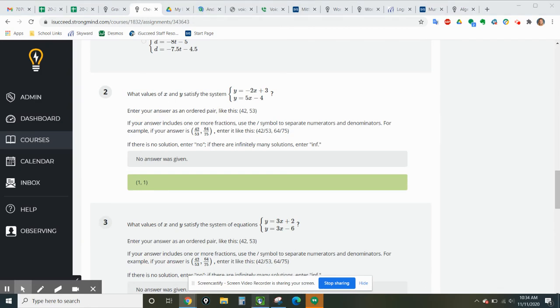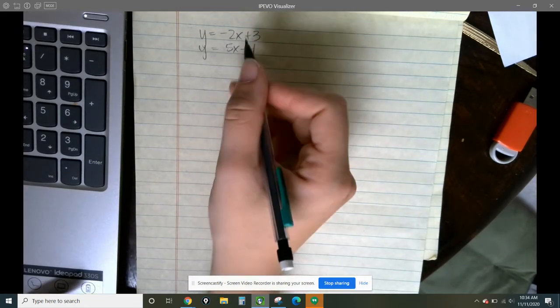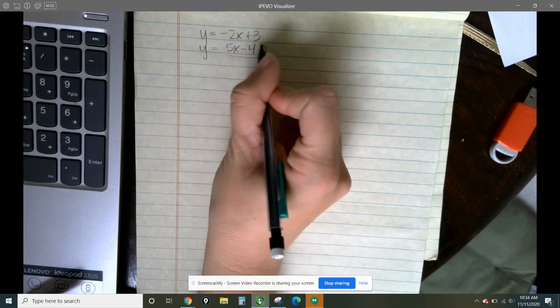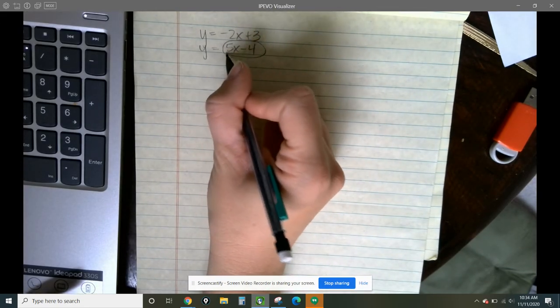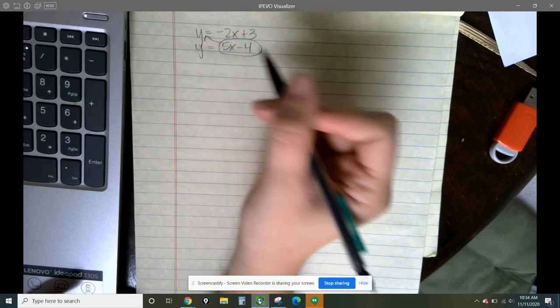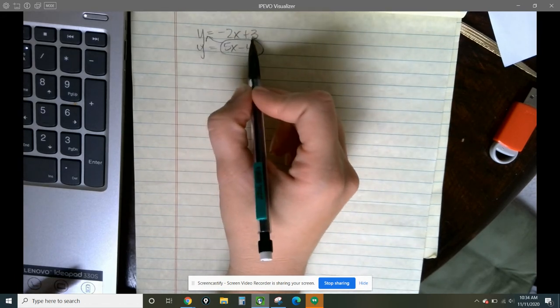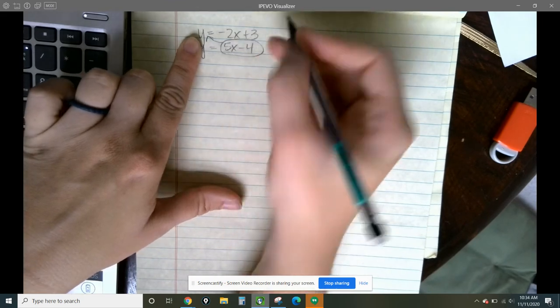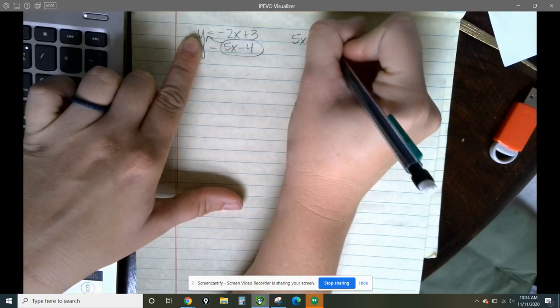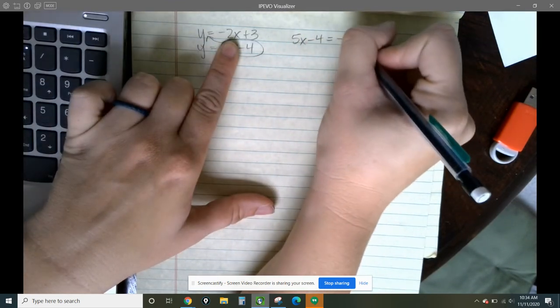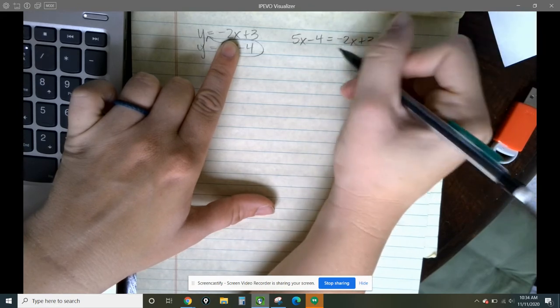Okay, so I'm going to shift over here. So now you can see my paper. So what we need to do to solve a system of equations is we're going to take this y equals this. So I'm going to plug it in for y up here. So I'm going to rewrite this equation. And instead of writing y, I'm going to write 5x minus 4 equals negative 2x plus 3. And now I'm going to solve this.